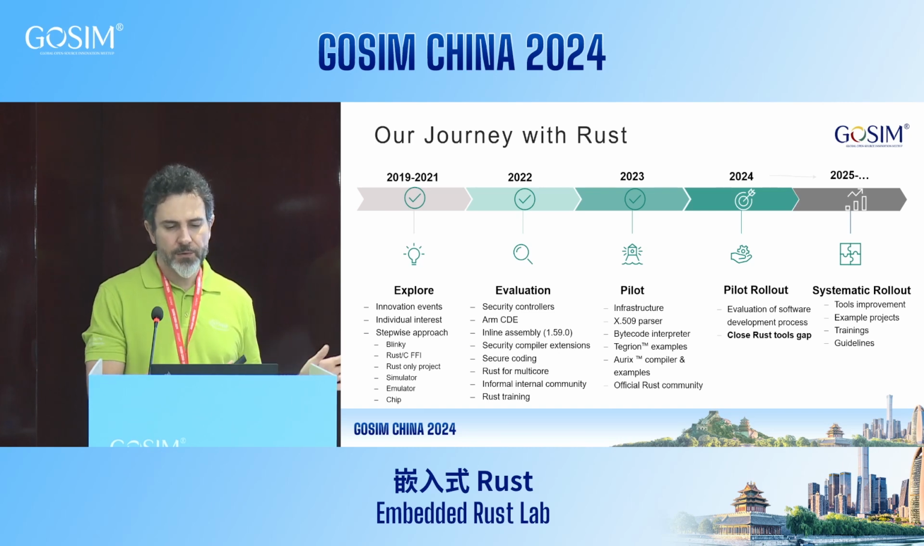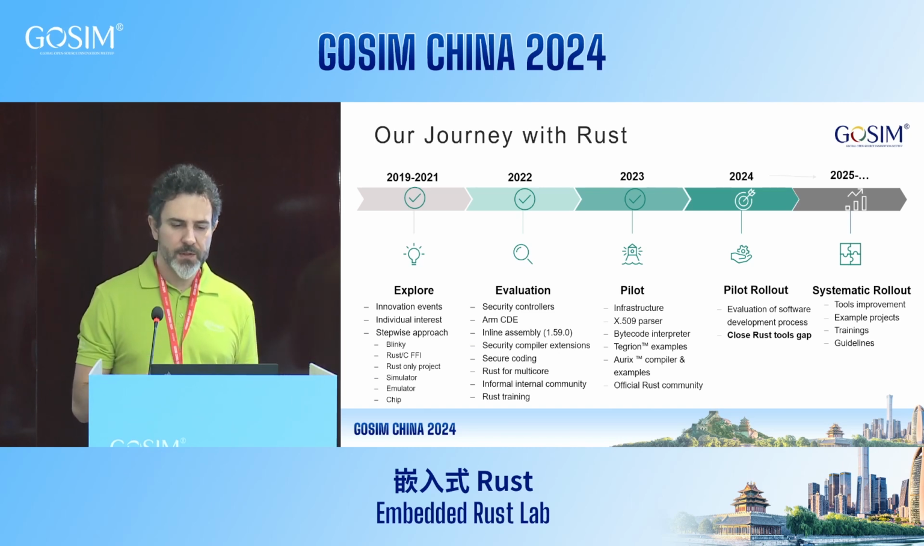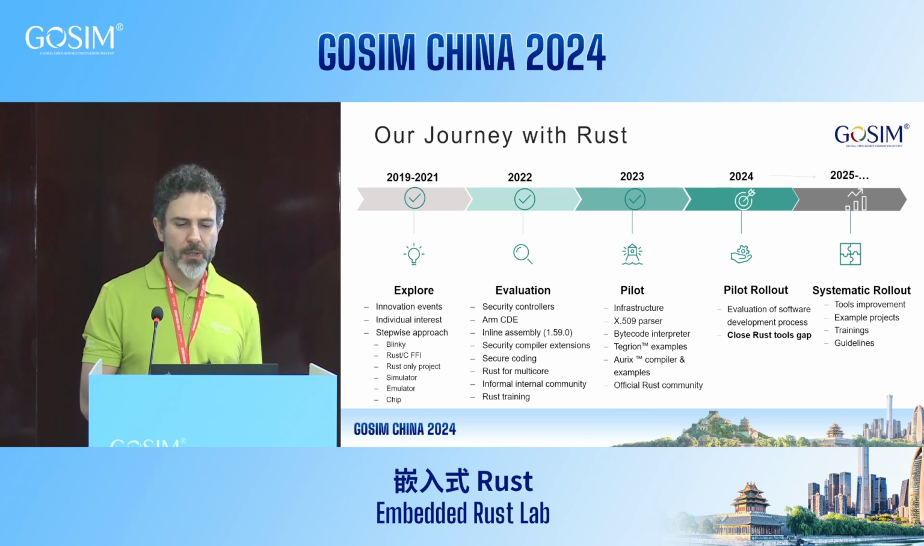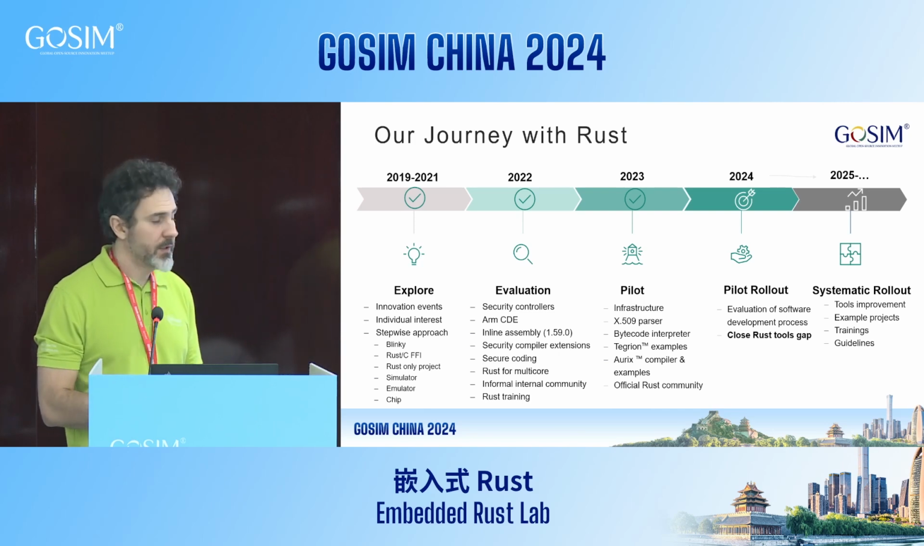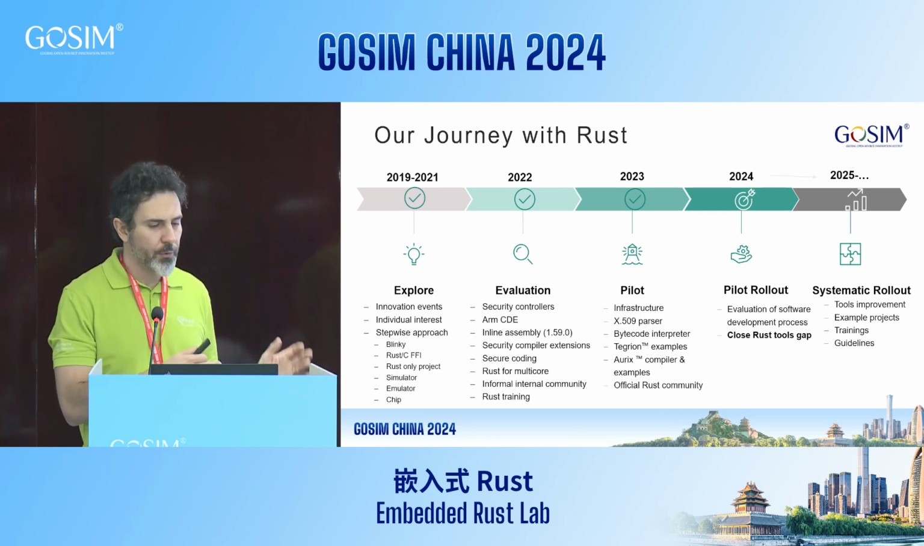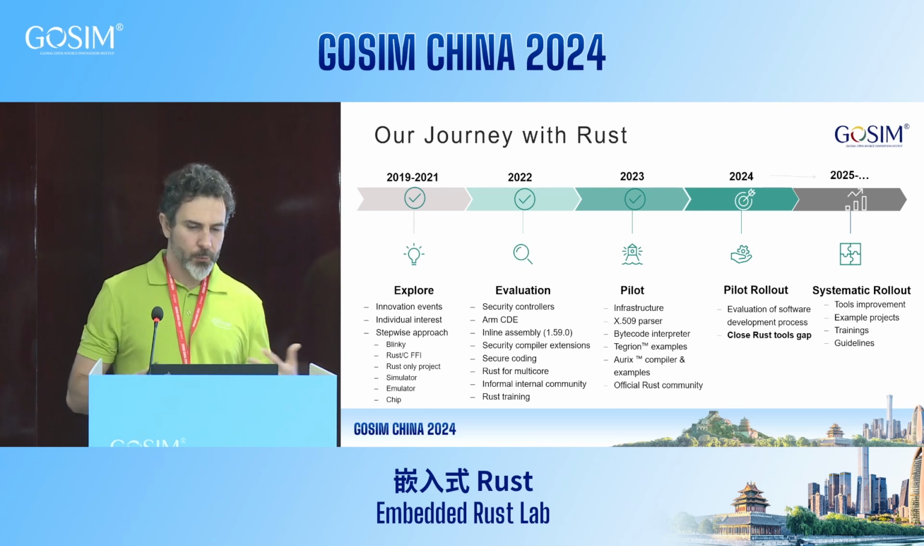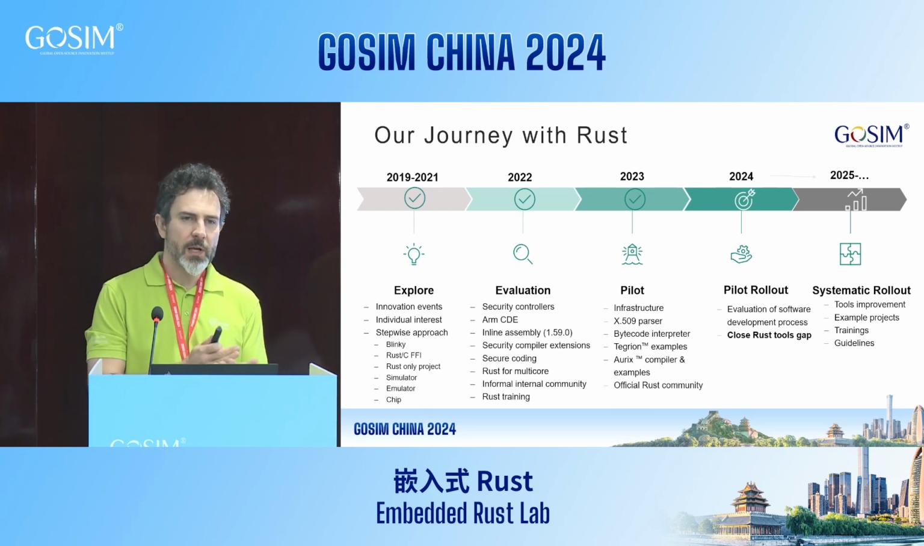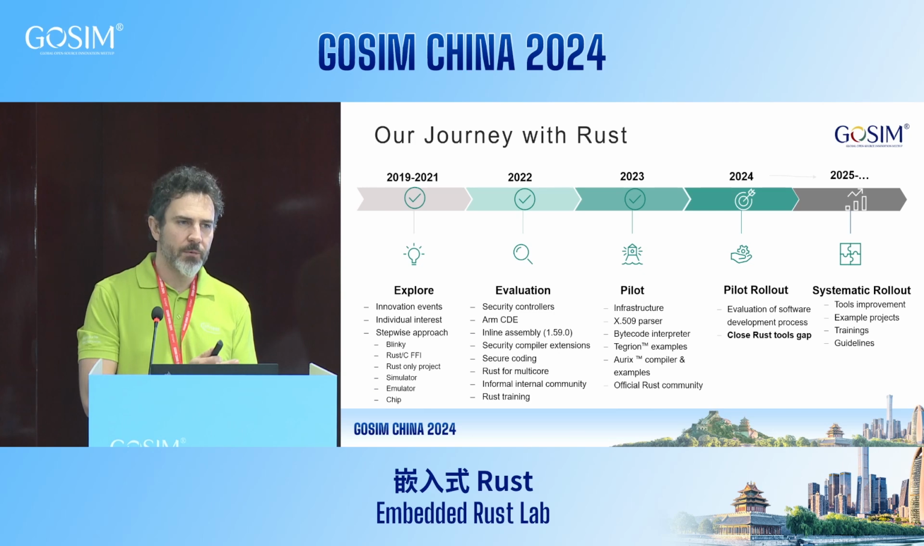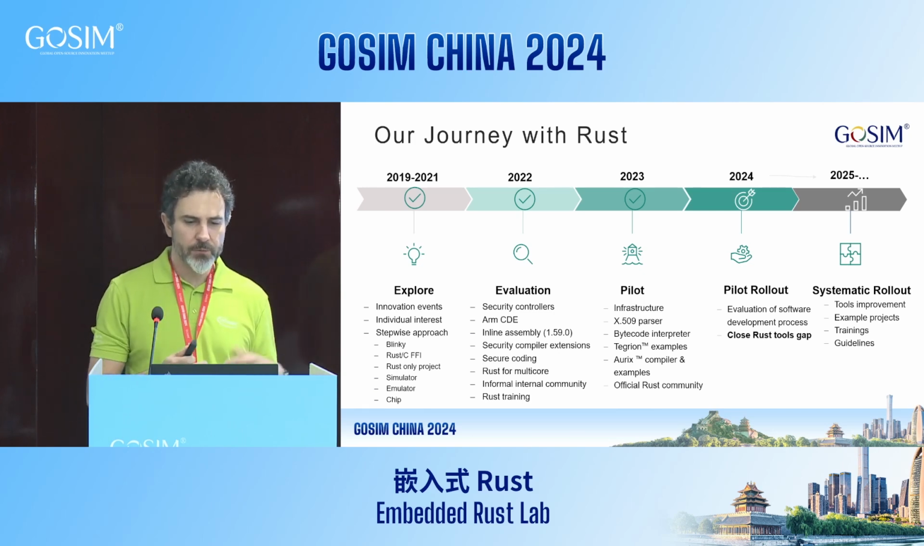And we also have the Aurix platform, which already received a compiler, and some examples made by partners from Infineon. And last year we also created the official Rust community, where we not only support each other, but we also define what the next steps of Rust inside Infineon will be, and what should be done first.